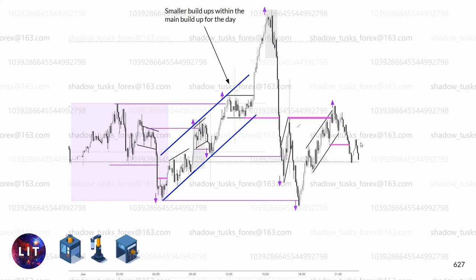And then this is an inducement, potentially a break of structure. You can see why I don't really trade break of structure, because you have a bit of difficulty identifying, oh, is this a break of structure? Is this an inducement? But yeah, those are our breaks of structure.